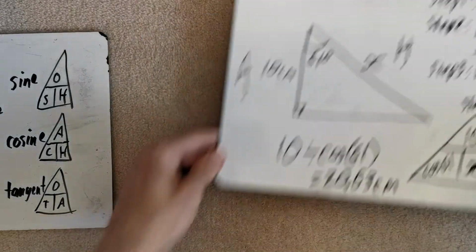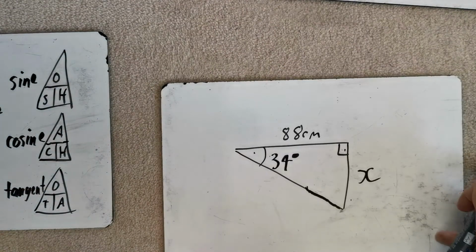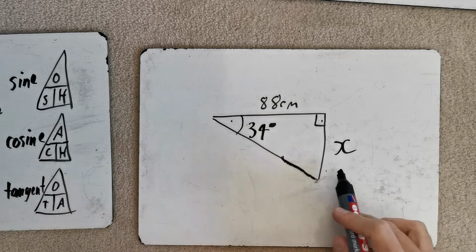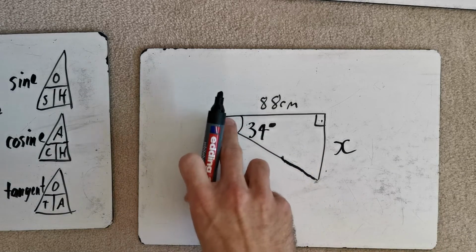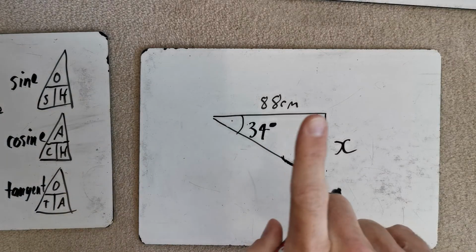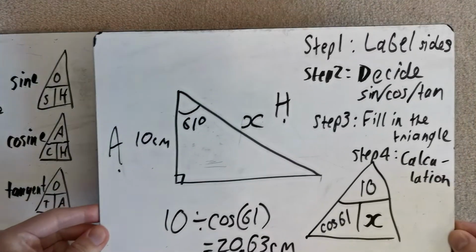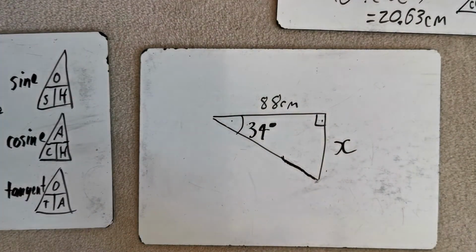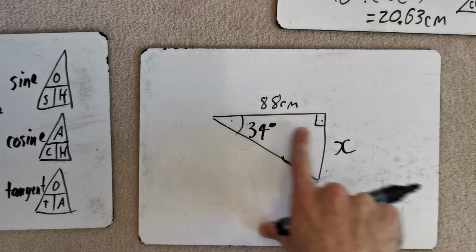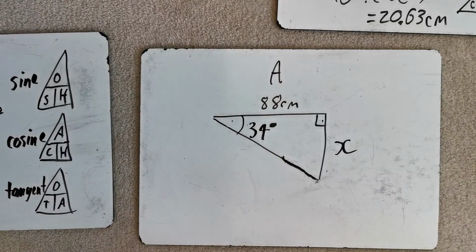Okay, now I'm going to put that just to the side for the time being because it's got the steps labelled on it. Okay, here's another one for you. We've got 88 centimetres there, we've got x there, and this curvy angle here is 34 degrees. Step 1, what was step 1? Have a think. Step 1 was label the sides. Let's label the sides then. What's this one here, the 88 on top? It's next to the 34 and the right angle. If it's next to, it's adjacent.